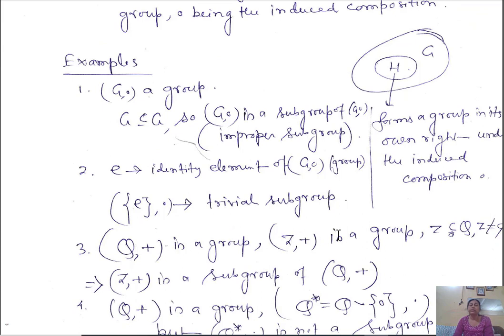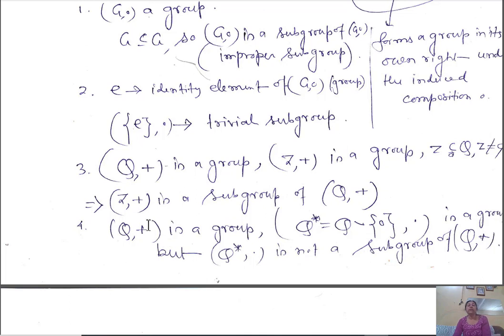Now consider (Q, +), this is a group. (Z, +) is also a group. Q is the set of all rational numbers, Z is the set of all integers, with plus and minus. So Z is a subset of Q, and this forms a subgroup of this group. Z is non-empty, and Z is a subset of Q, so this forms a subgroup of this.